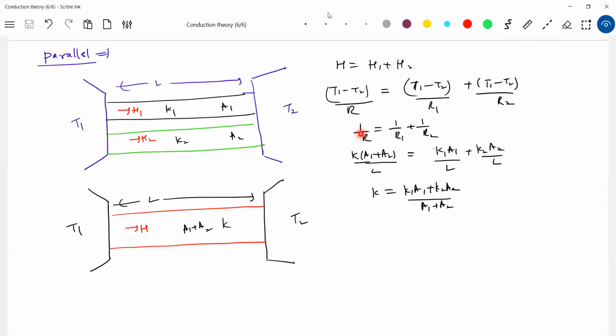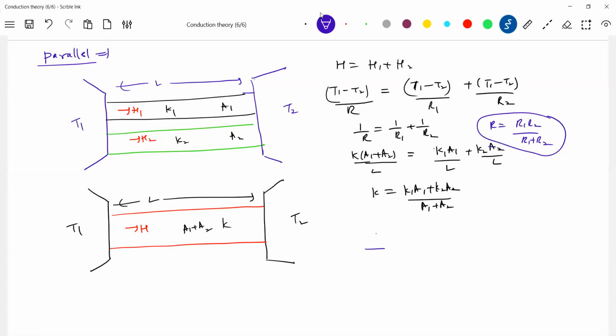Okay, this is when the rods are in parallel, the effective resistance R is R1 R2 by R1 plus R2. This is very popular in Ohm's law, series and parallel. The same thing applies here. Okay, now let's go to this one.